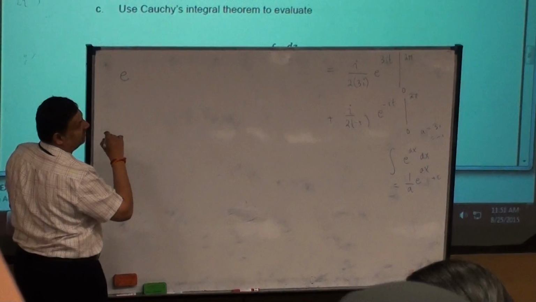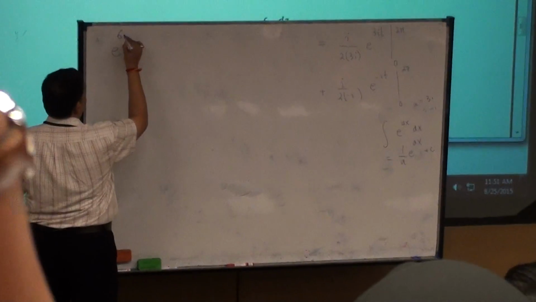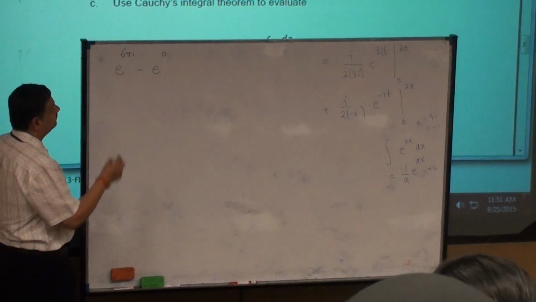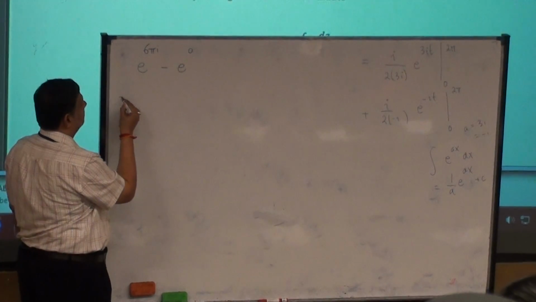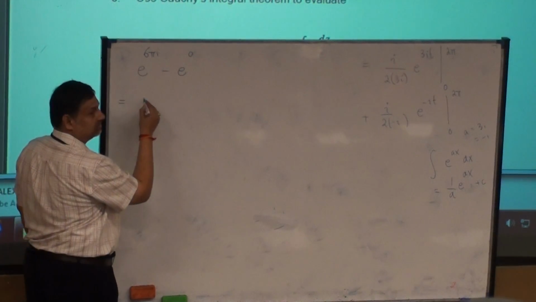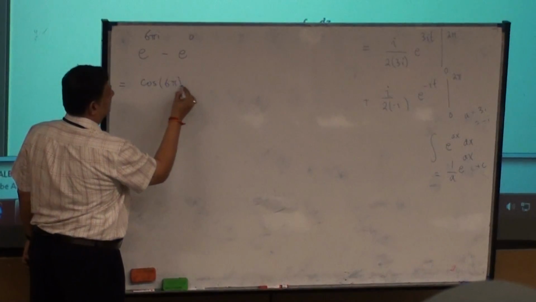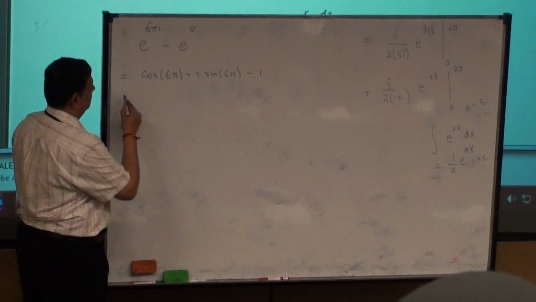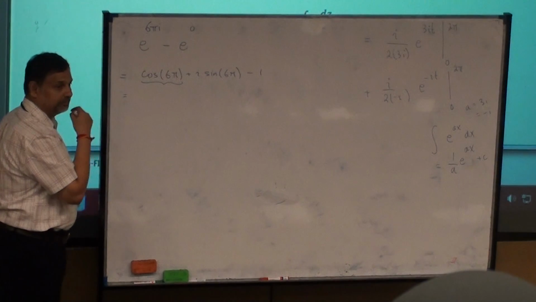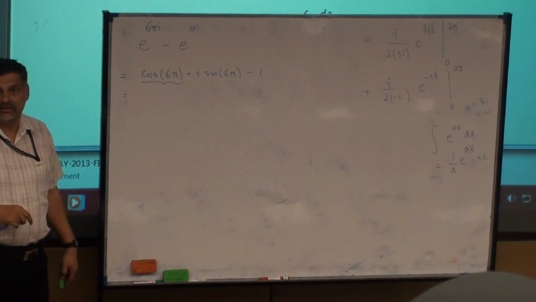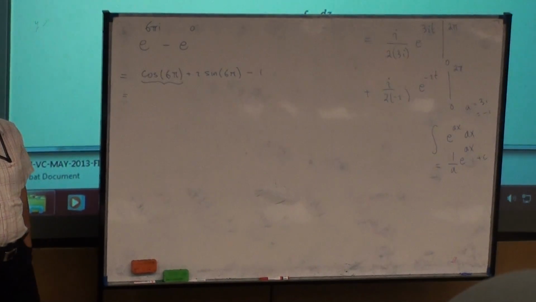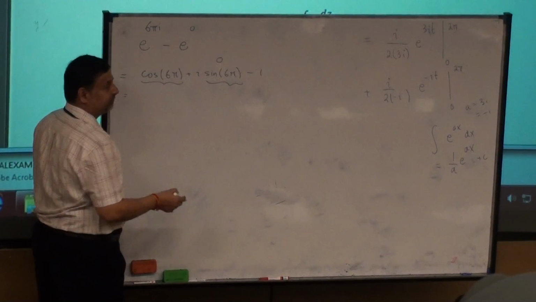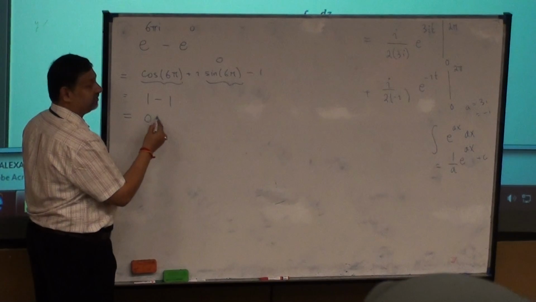So now plug in. e^(3it) evaluated at 2 pi, so you get e^(6 pi i) minus e^0. How much is this? Cos of 6 pi plus i times sine of 6 pi, minus 1. So cos of 6 pi is 1, and sine of 6 pi is 0. Okay, so this is 1 minus 1.